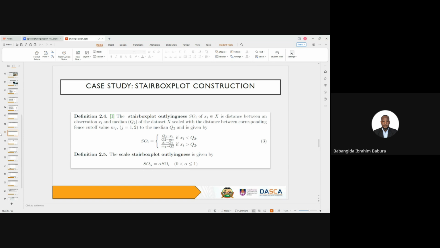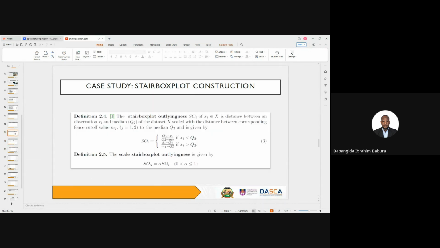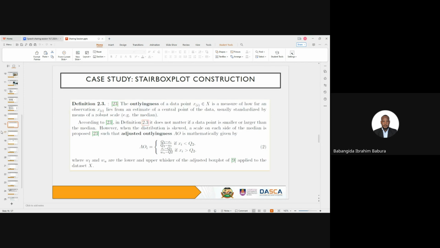another definition. If we move to the next slide, no, back. Okay, back. So we have a definition 2.4 there. Definition 2.4 states the stair box plot outlyingness.